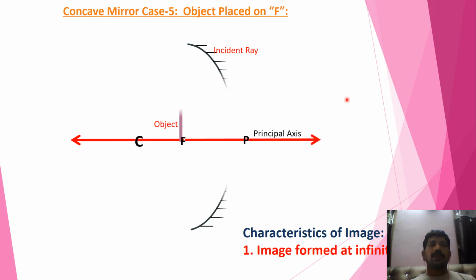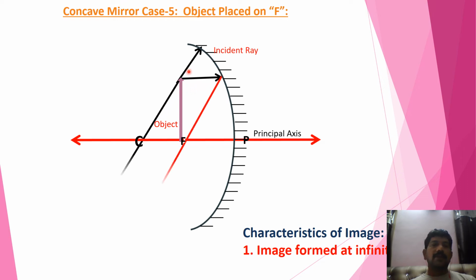Now listen to me. When the object is placed exactly on the focus, see this one. This is my focus. The object is placed exactly on the focus. Are you clear about that one? Now, I consider the two rays. One ray is parallel to the principal axis. Another ray is traveling through the center of curvature.